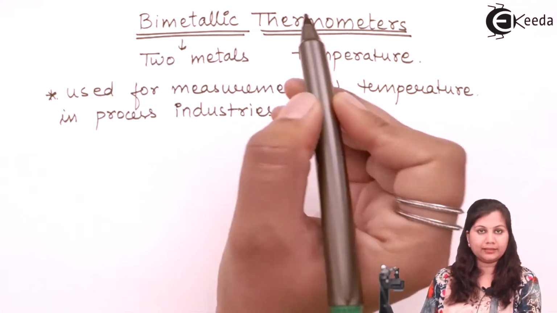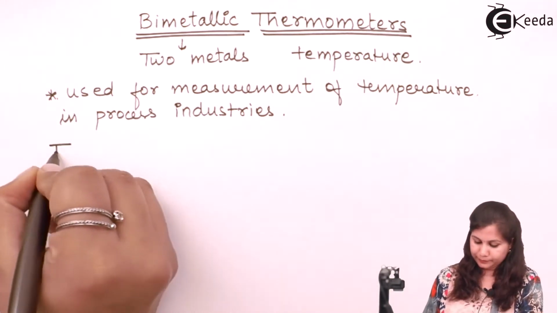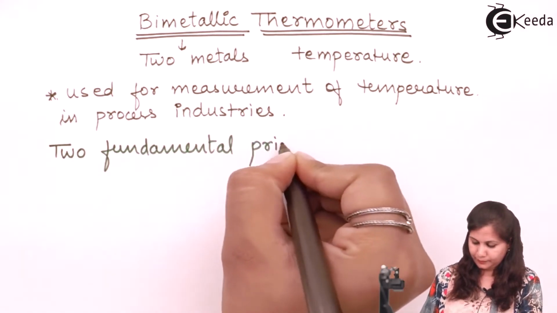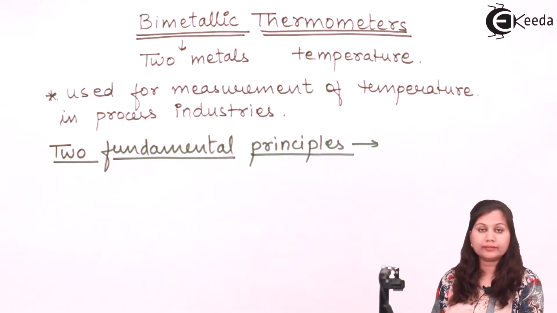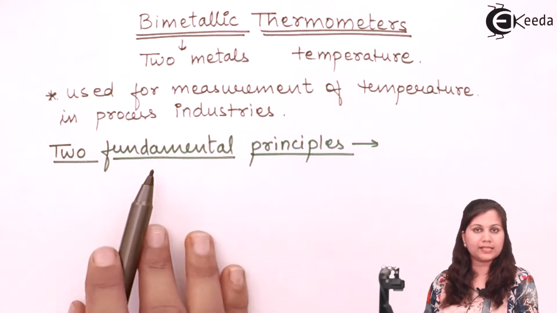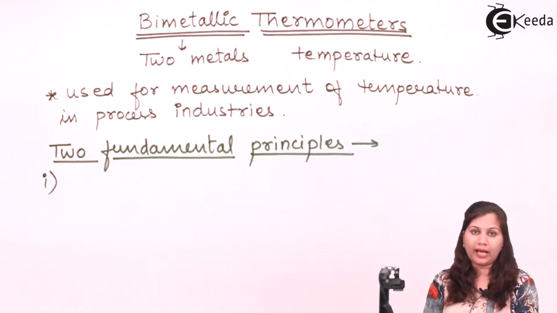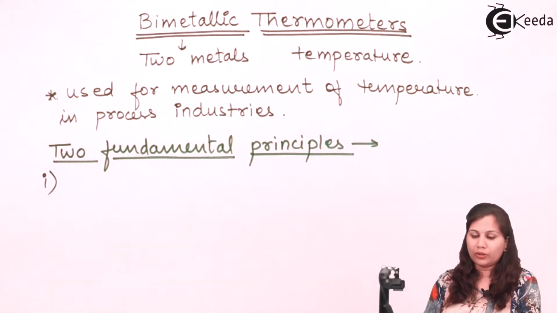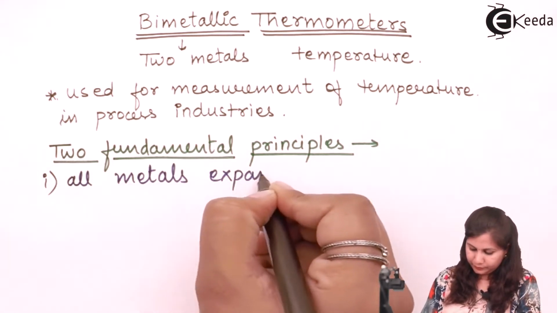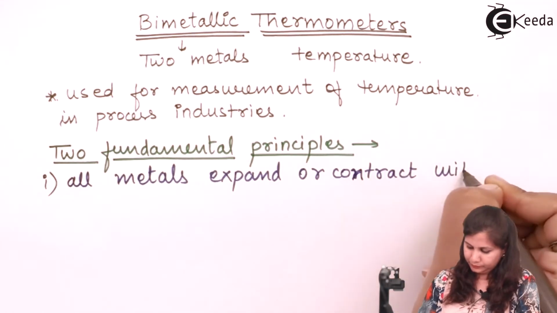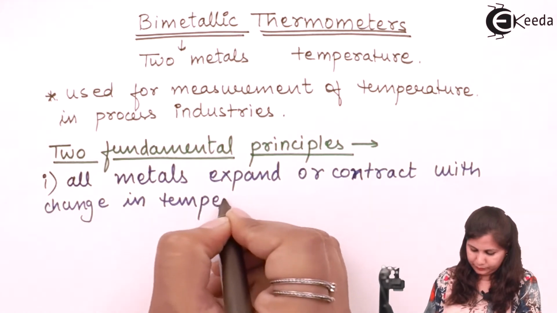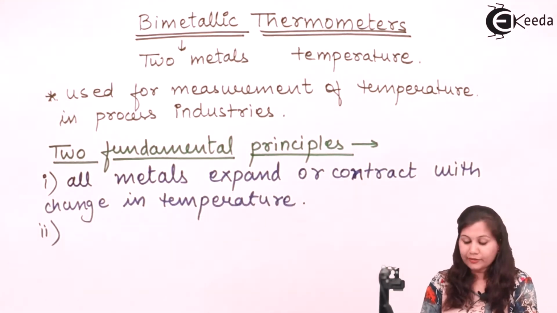Now these bimetallic thermometers use two fundamental principles, and their working is based on these principles. The first principle says that all metals expand or contract with changes in temperature. So as there is any change in temperature, the metals are either going to expand or contract. That is the first principle.